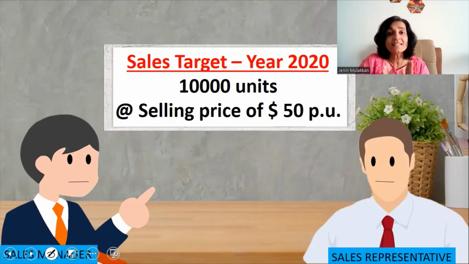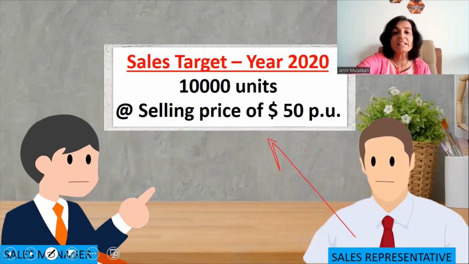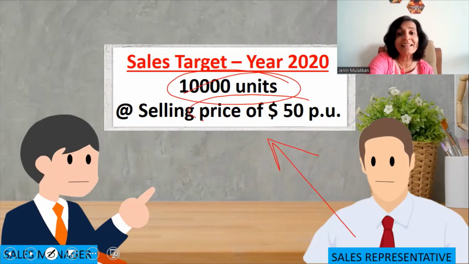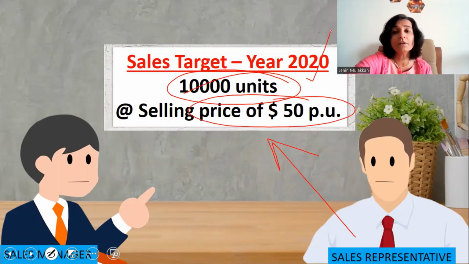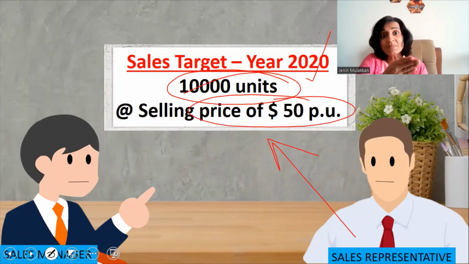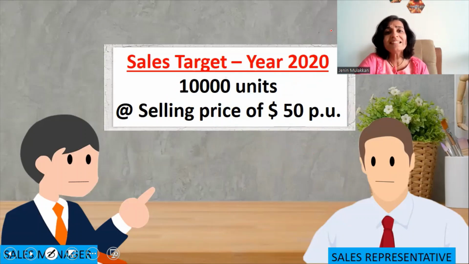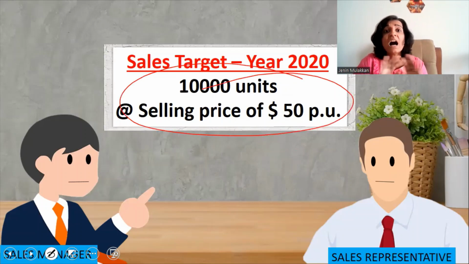Now, in this case, is it possible for the sales representative to achieve this target, that is 10,000 units at a selling price of $50 for the year 2020? If he's selling some hand sanitizer, agreed, the demand would shoot up. But all the other products, the demand has dropped. So basically, this target is unrealistic. It cannot be achieved by the sales representative.